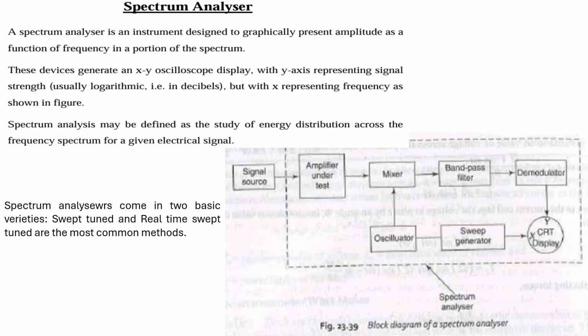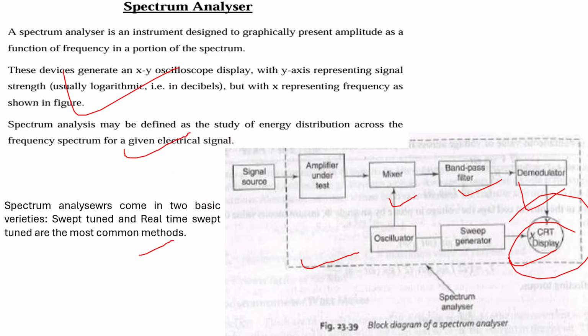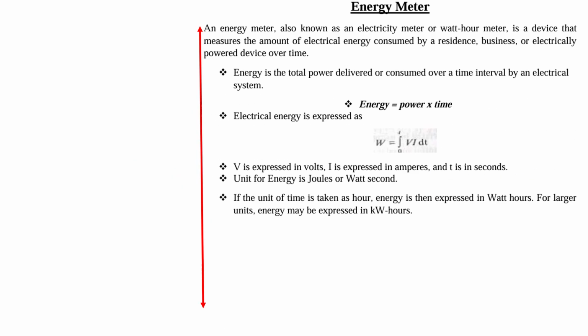A spectrum analyzer, you can check. This is another technique to observe your waveform, and it is commonly used nowadays. A spectrum analyzer comes in two basic varieties: the swept-tuned and the real-time types are the most common methods. Here you can also draw the oscillators using the mixer, band pass filter, and demodulator. In this way we use the CRT display to display a waveform.